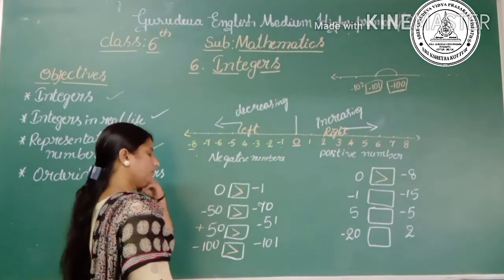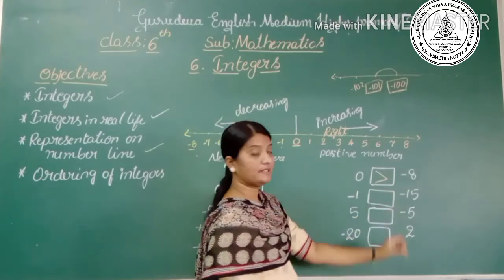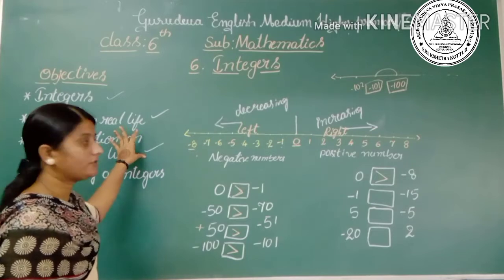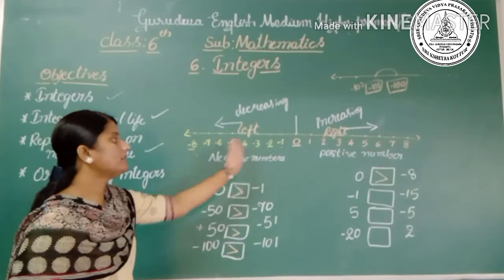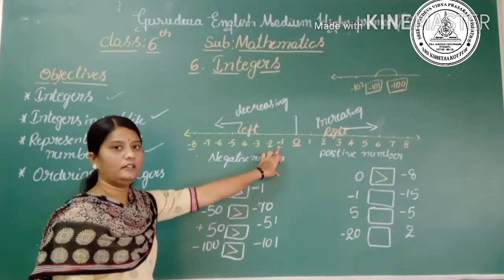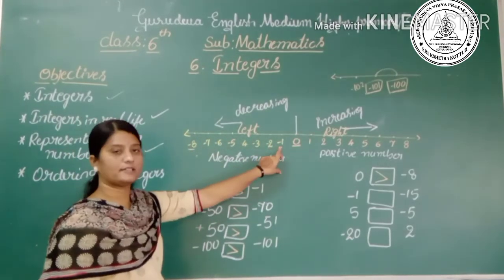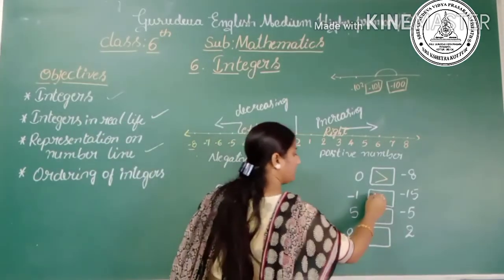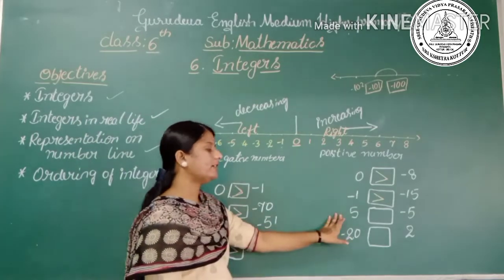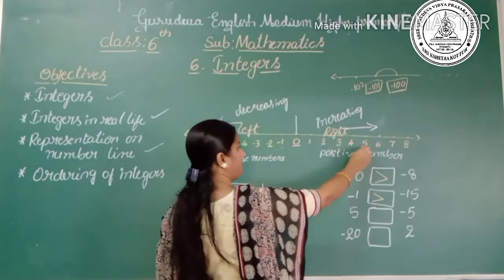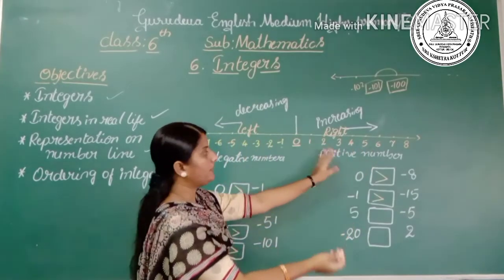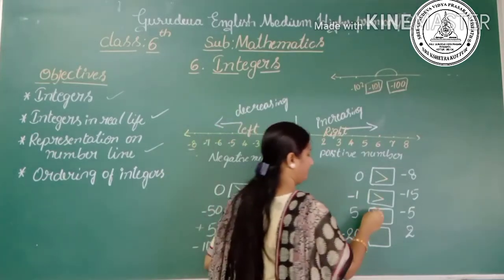Okay. Then next, minus 1 and minus 15. Yes, here there is a minus 1. It will come here, minus 15. So in these numbers, minus 15 is to the left of minus 1. So minus 1 is a greater number. Okay. Then next, 5 and minus 5. So here there is a 5 and here there is a minus 5. So plus 5 is right after 0, so it is a greater number.